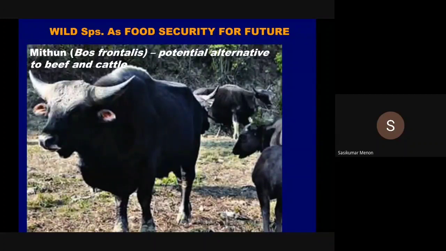Recently, just last year, FSSAI started a process of giving a license to mithun meat, and probably this year it should come out. Once that comes out, this would be a good replacement and a good source of protein for the highland people. So this is again a wild species giving us a replacement for our own cattle.